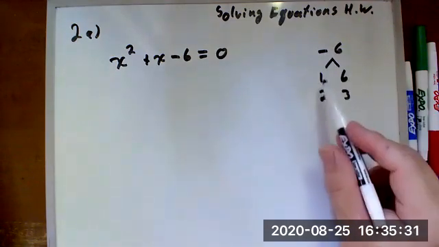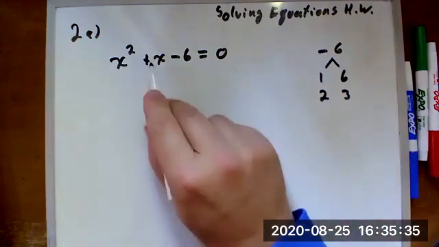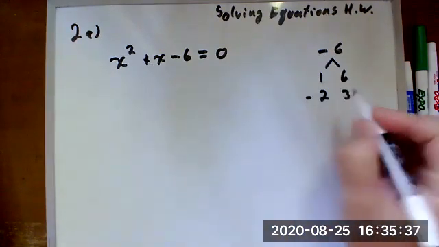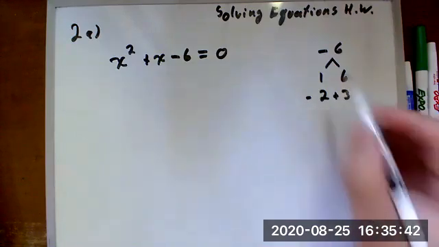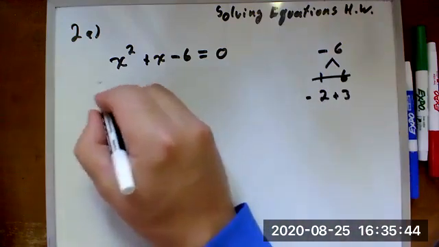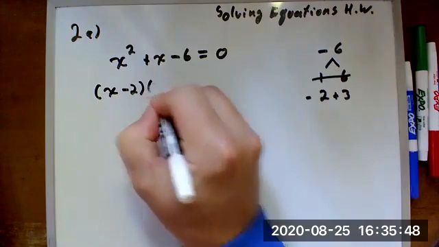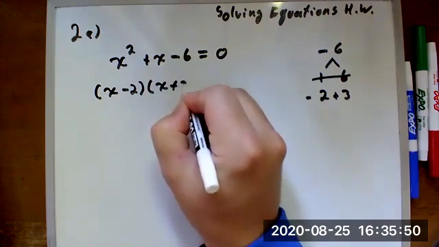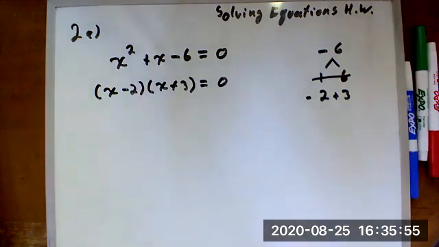And it needs to be negative, which means one of these needs to be positive, and one of these needs to be negative. We're trying to get to a positive 1, so that tells us that we want a negative 2 and a positive 3. So then this factors into x minus 2, x plus 3 equals 0.